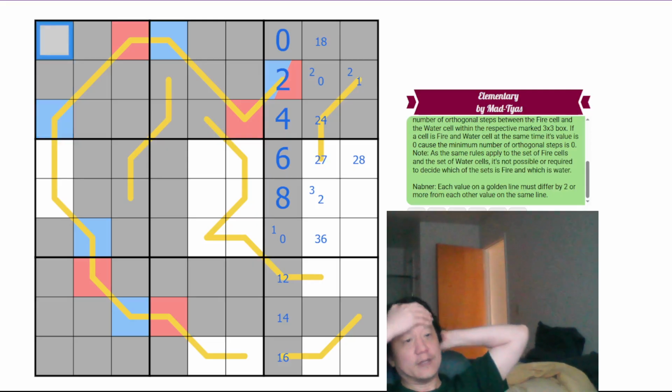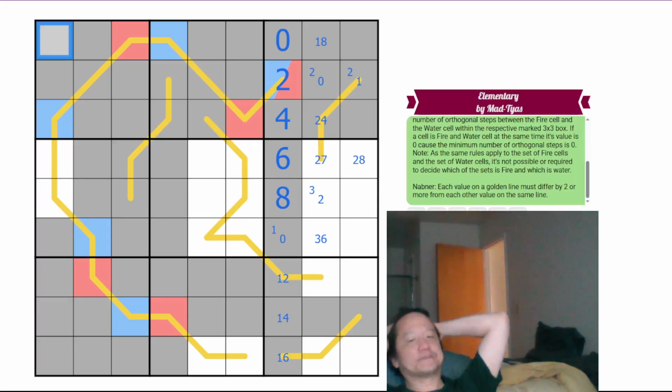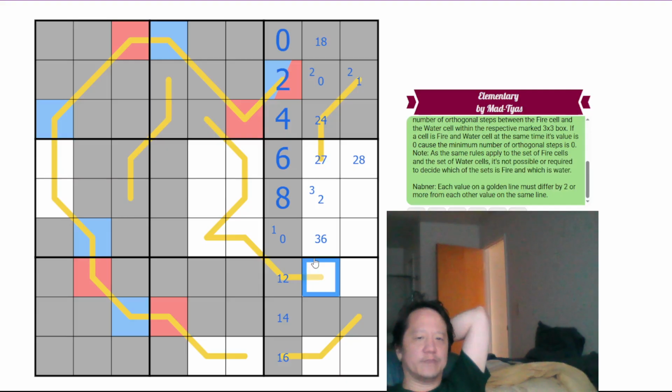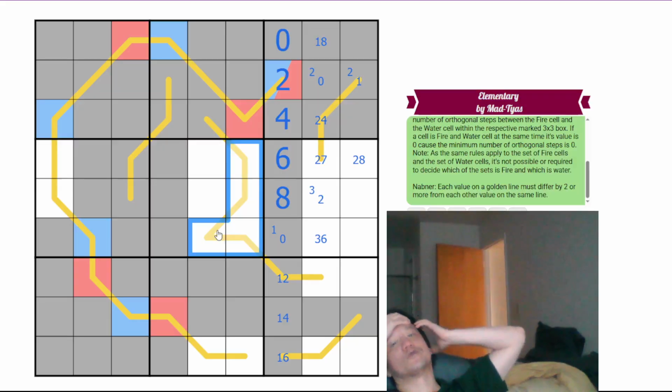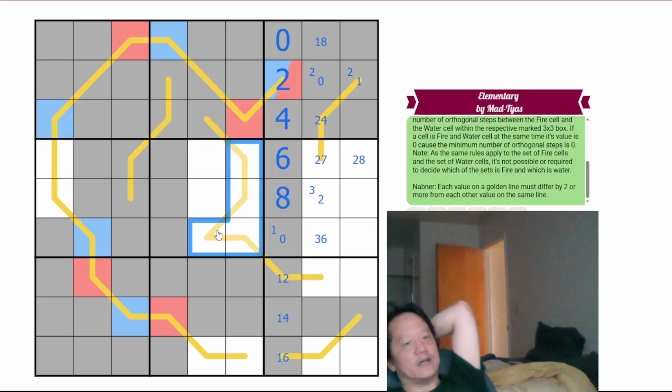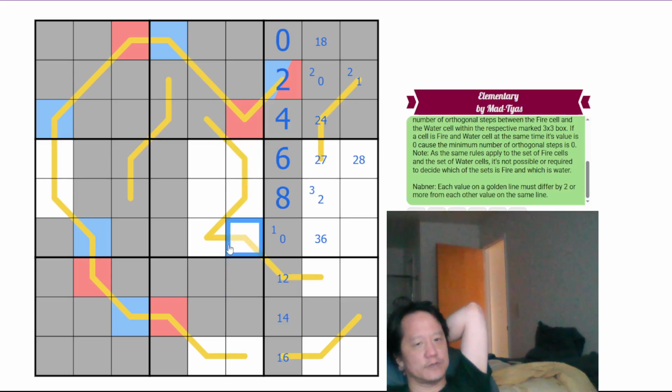Okay. This is at most 3 away. This is at most 3 away. So we do not have available 4 ways for either of these. That's interesting.